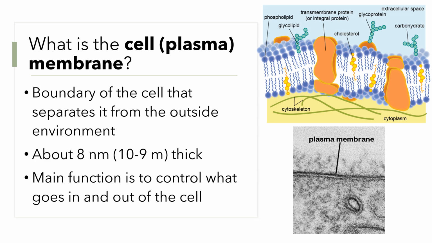Now, the cell membrane, also called the plasma membrane, is the boundary of the cell that separates it from the outside environment. It's incredibly thin, only about 8 nanometers, and the main function of the cell membrane is to control what goes in and out of the cell. It keeps the cell safe from anything that's toxic, it brings in food, it removes waste, so it's really important in many, many ways. And you can see down here at the bottom, that black line is an actual image of the 2 layers of our plasma membrane from an electron microscope.